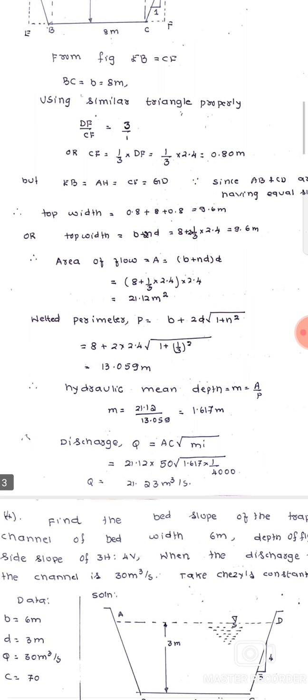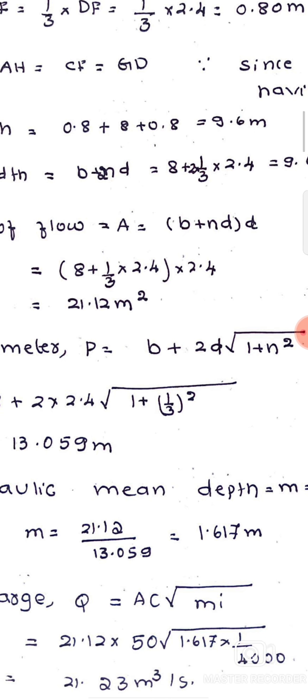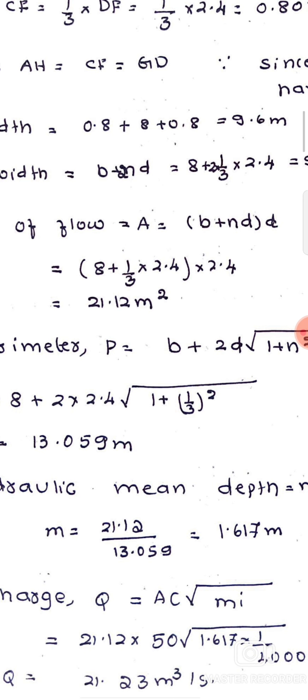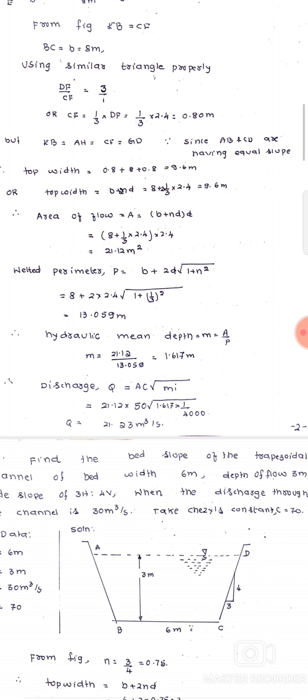Then the area of the flow. We have the formula to find the area of a trapezoidal cross section, that is A is equal to B plus nD into D. Then B is 8 meters plus n is 1 by 3 into 2.4, into 2.4. Then you'll get the area of the flow as 21.12 meters square.